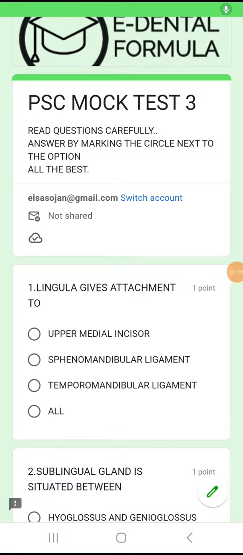Dear friends, so today we are going to do the third model paper for Kerala PSC Assistant Dental Surgeon exam. Okay, so let's begin.